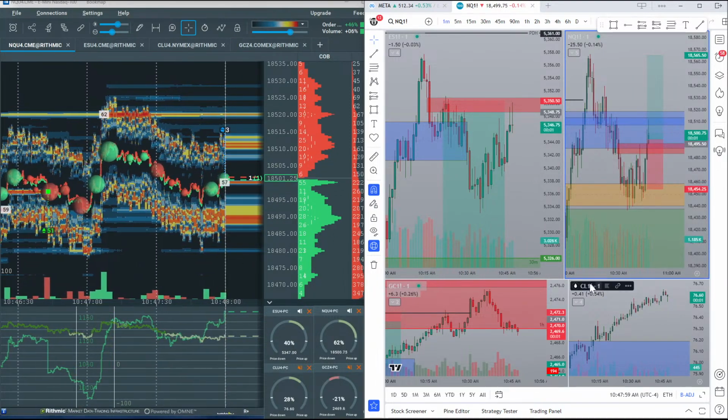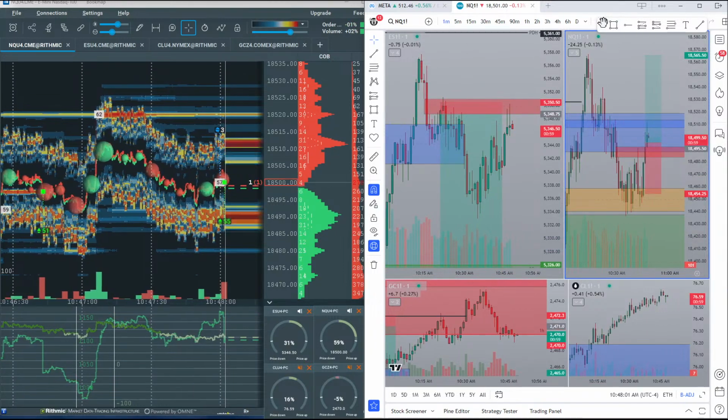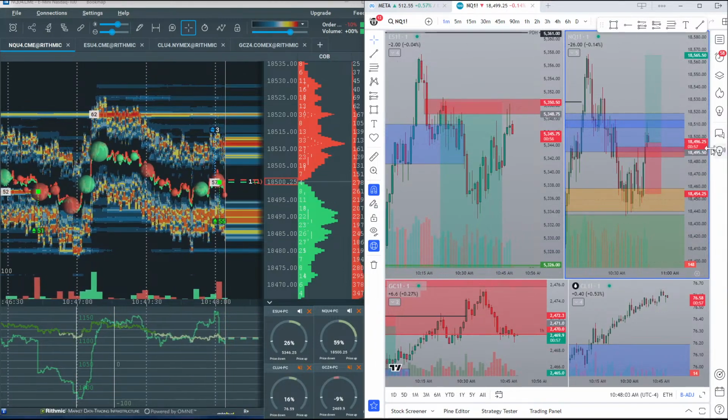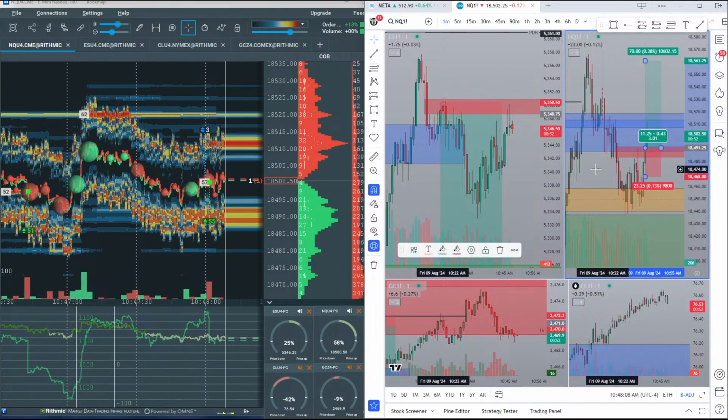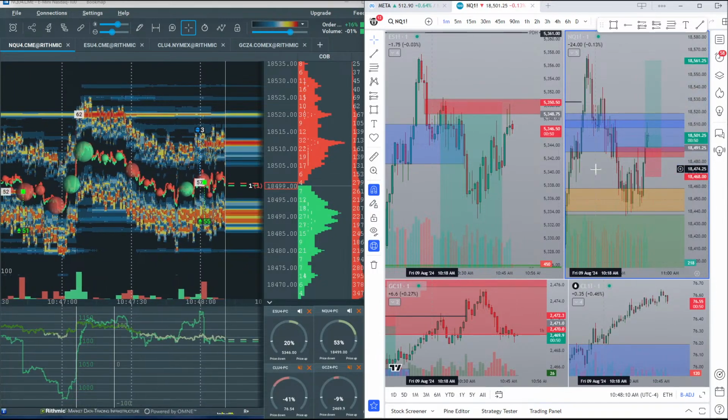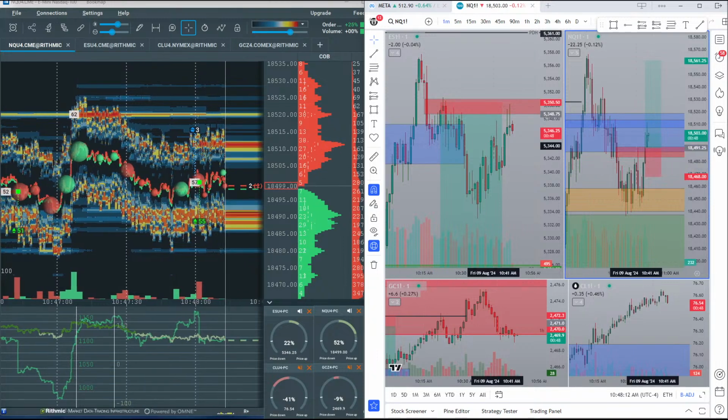What are you doing going long on gold? Well, I'm going short, but I'm following the VPOC. May get stopped out right here for profit, but we'll see. I'm chasing with my stop a little bit. Gotcha.